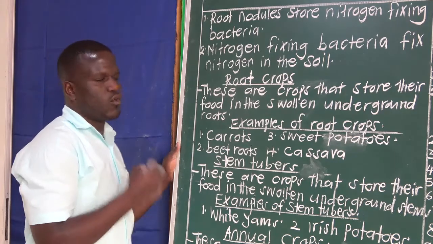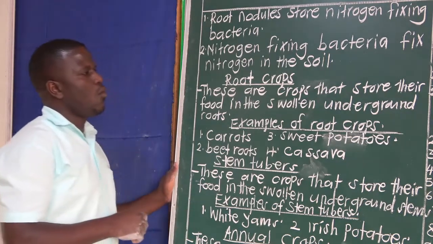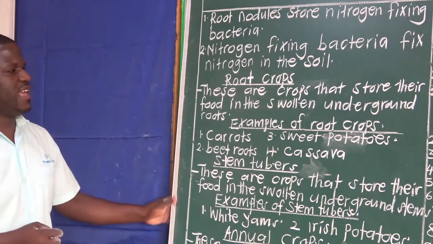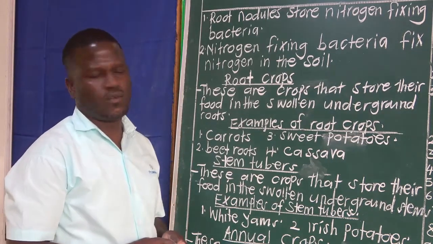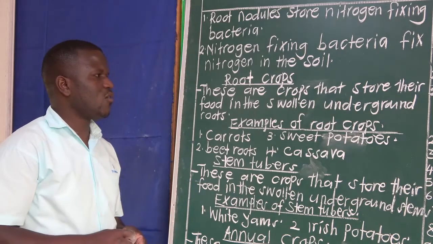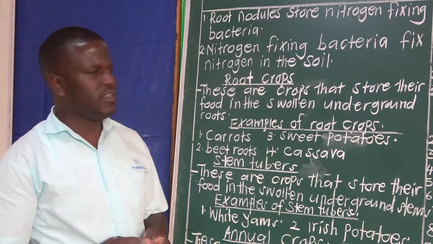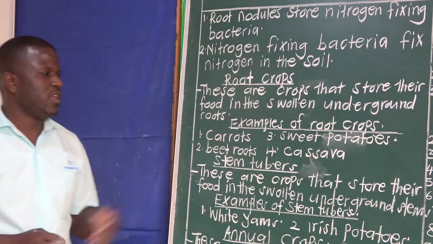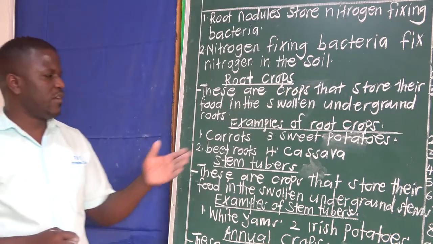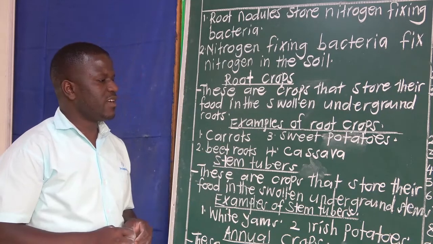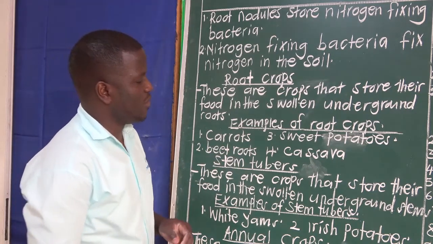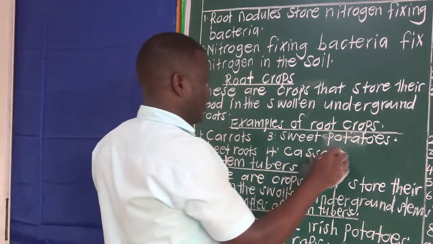Next, look at root crops. What are root crops? These are crops that store their food in the solid underground roots. We have examples of root crops. We have carrots, beetroots, cassava, then sweet potatoes. We even have another one called turnips.